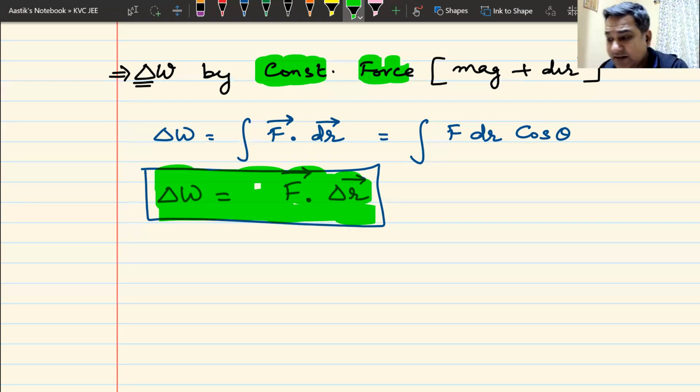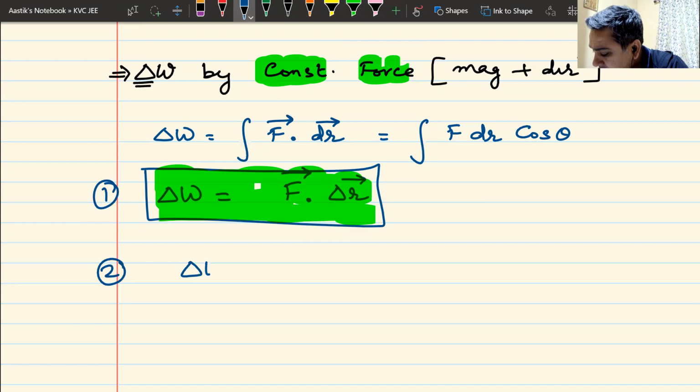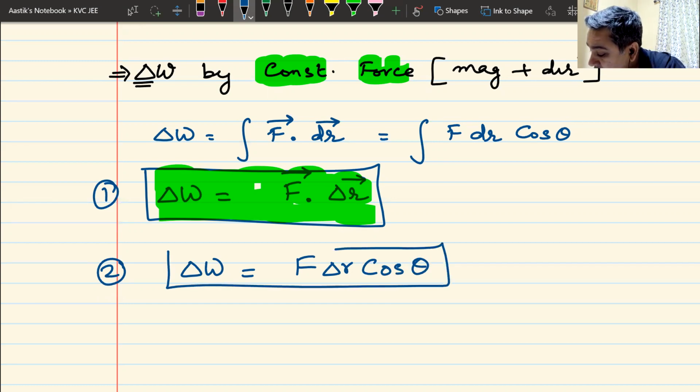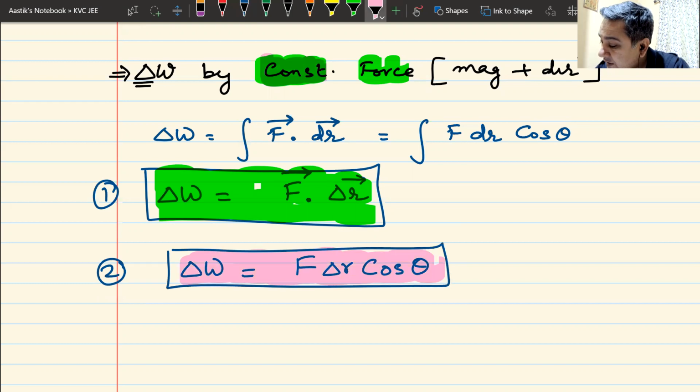Do we understand this? Work done, only if it is a constant force, you can take the integral out. The integral is already there, but the value is known. That is why we have taken the integral out. F dot delta r, this is the first way of writing it. Way number 2: delta W can be written as the magnitude of F multiplied by the magnitude of delta r, which is displacement, multiplied by cos of theta. This is the second way of writing the same thing. Whether I write it as number 1 or number 2, both refer to a constant force.